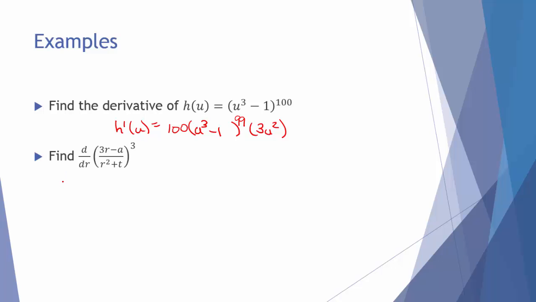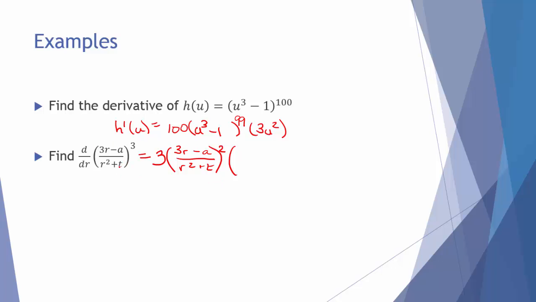So when we find d/dr of this function, we have an outside function of a cubing function, and then the 3r minus a over r squared plus t is your inside function. So we will take the derivative of the outside function first. Drop the 3 down. Don't touch your inside function. Raise it to the new power of 3 minus 1, which is 2. Now you need to multiply times the derivative of the inside function.